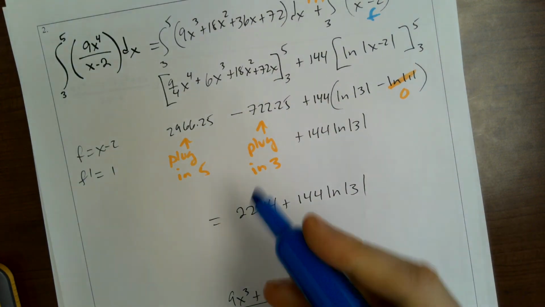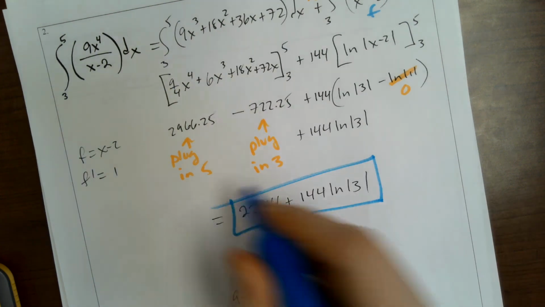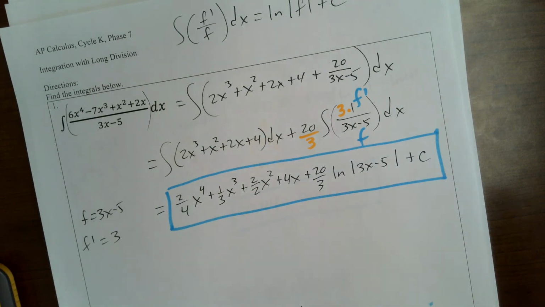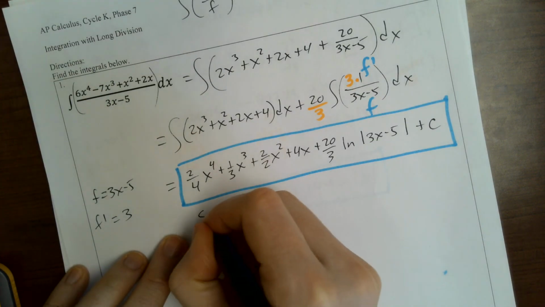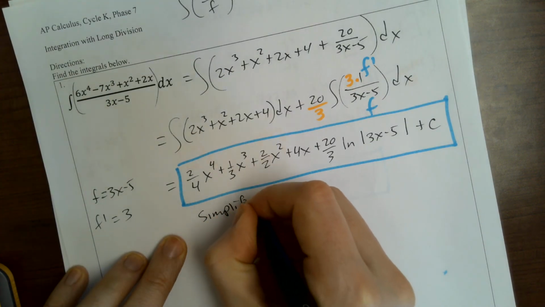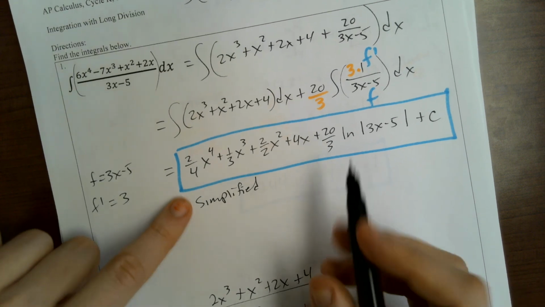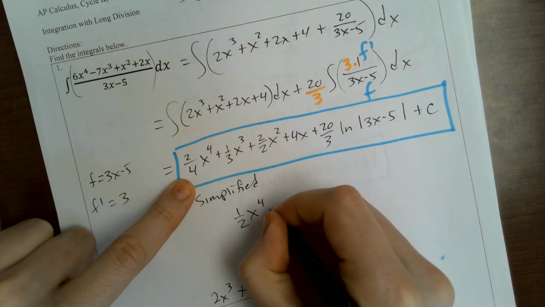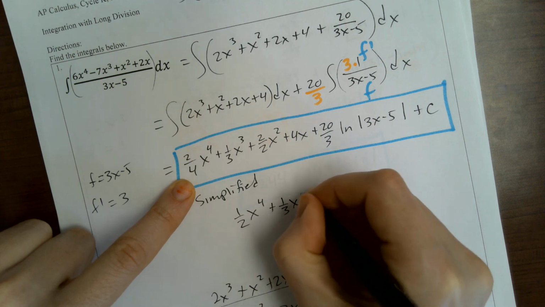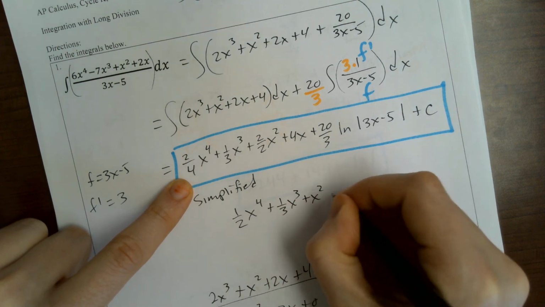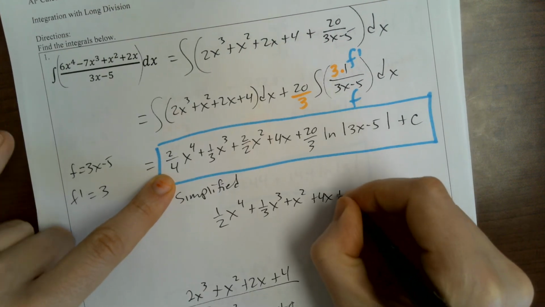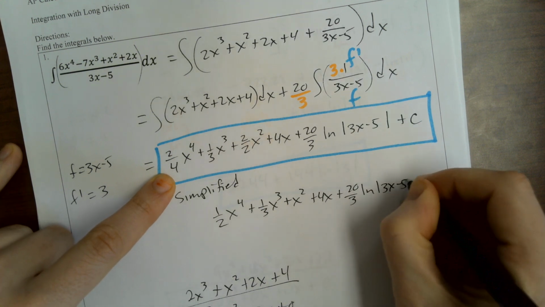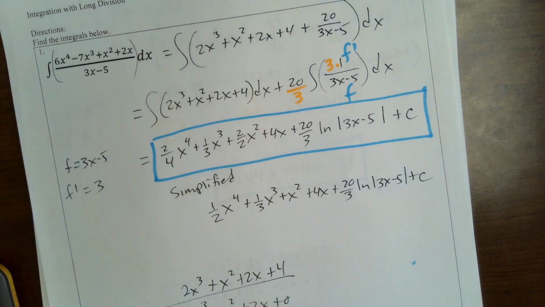That is the answer. And guys, as I was doing that problem, I looked over here. I meant to simplify this, but you don't have to. It's x to the fourth plus 1/3 x to the third plus x squared plus 4x. Okay, simplified.